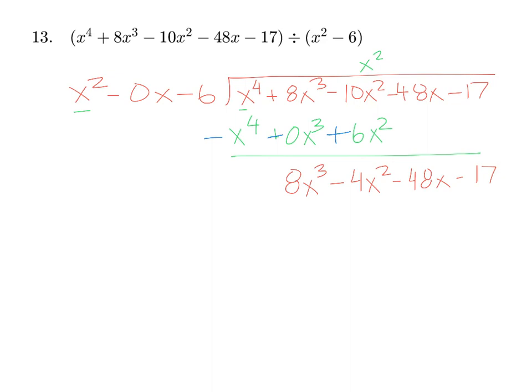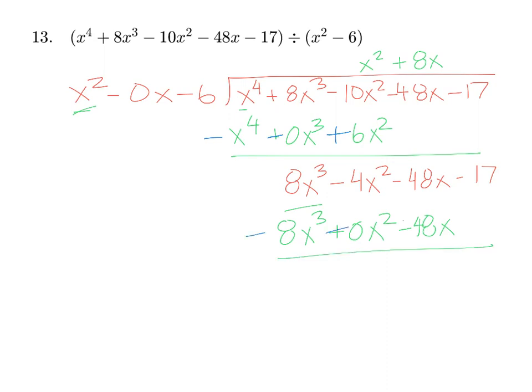So x squared times what gives you 8x to the 3rd? That's going to be positive 8x. So multiply now. I have 8x to the 3rd. Then I have 0x squared. Then I have negative 48x. All right. Change the signs now.